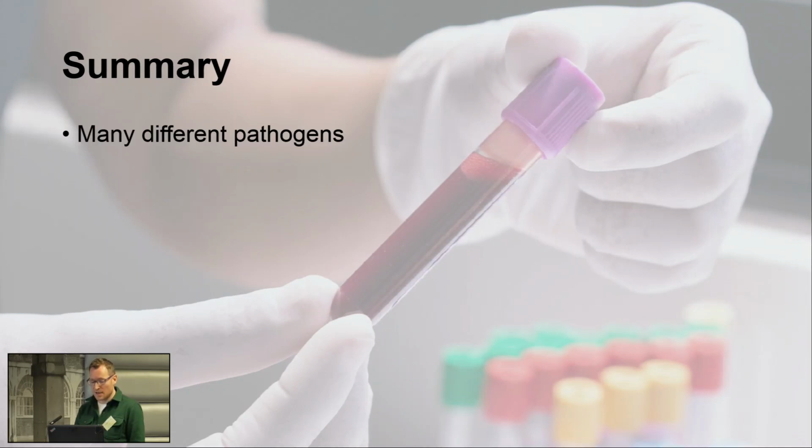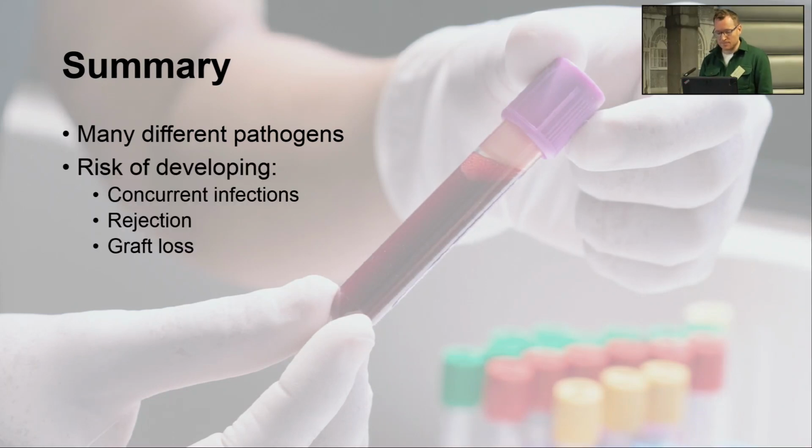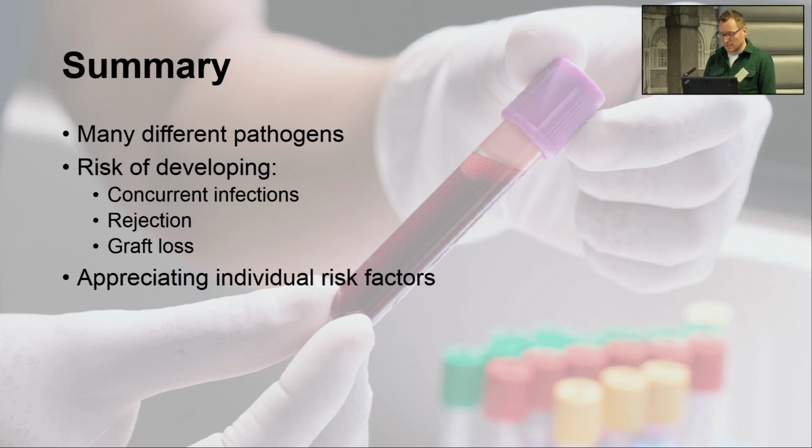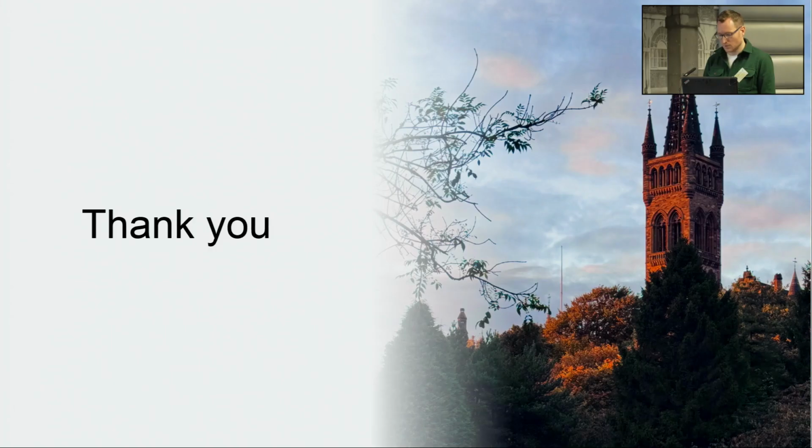So just to summarize, there are many different pathogens, and I've only touched upon some of them, the more common ones, but there are much rarer ones as well. Our patient population is at risk of developing concurrent infections. If they have EBV, for example, you're at increased risk of developing CMV viremia, and then the risk of developing acute rejection and graft loss is much higher in these patients as well. We need to appreciate the individual risk factors for our patients and screen our patients appropriately, and then act early and monitor closely as well. So thank you very much.